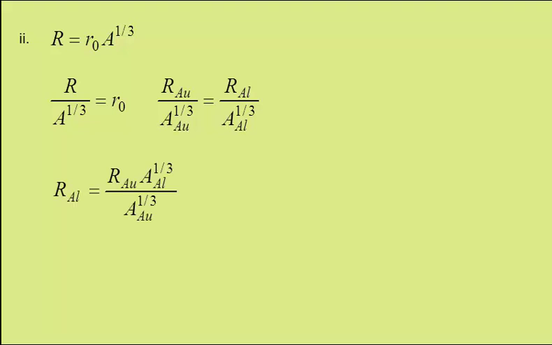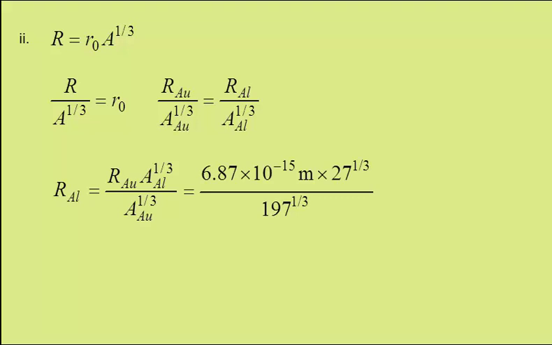Rearranging for the radius of aluminium, putting in all the values we have, gives 3.54 times 10 to the minus 15 meters. In part C, we're told nuclear radii have been investigated using alpha particles and Rutherford scattering.